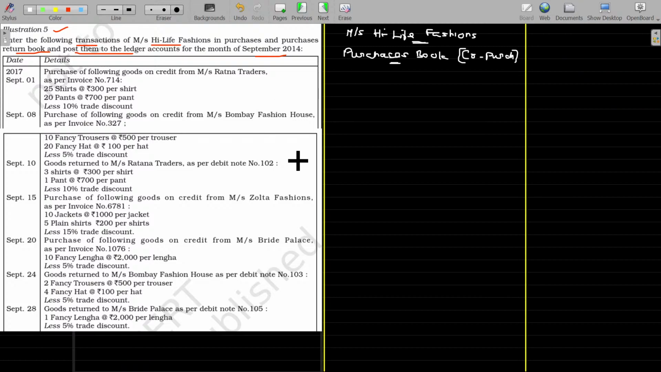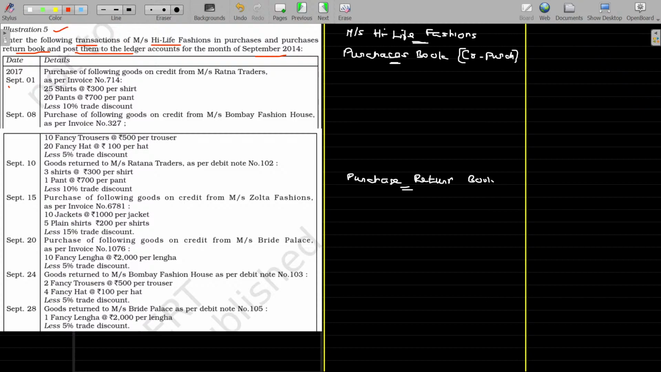Right. So I'll open the purchases book as well as the purchase return book. This purchase return book is also for the return of the purchases made on credit.